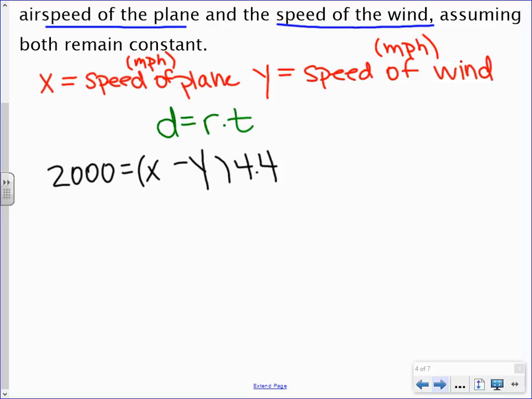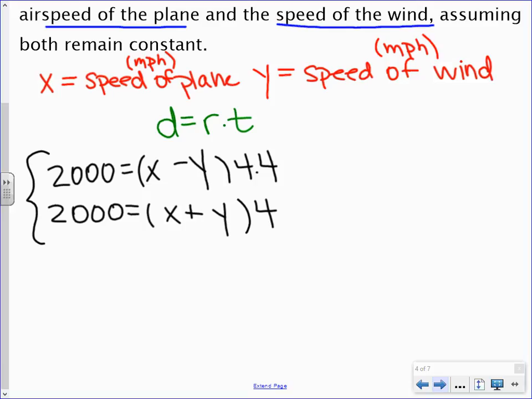Let's talk about the trip back. What was the distance they traveled? 2,000. We'll talk about the rate here pretty soon. How long did it take them to get back? 4 hours. Now this time, going there, they were into the wind. Now they're going with the wind. How fast is the plane really going? X plus Y, because the wind is helping them out. Okay, so this is our system.